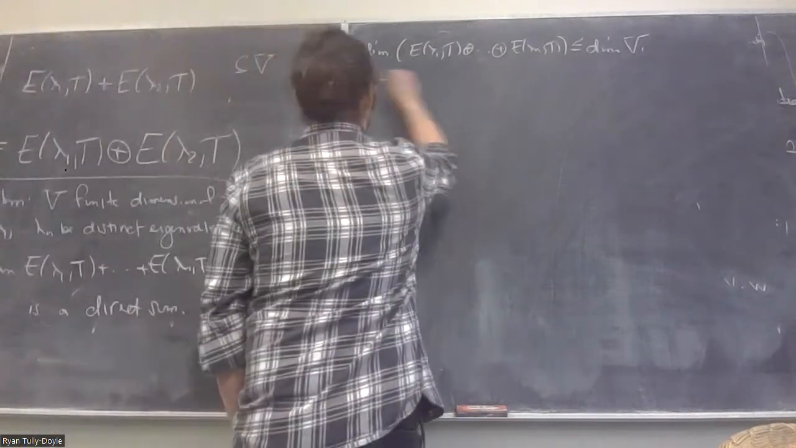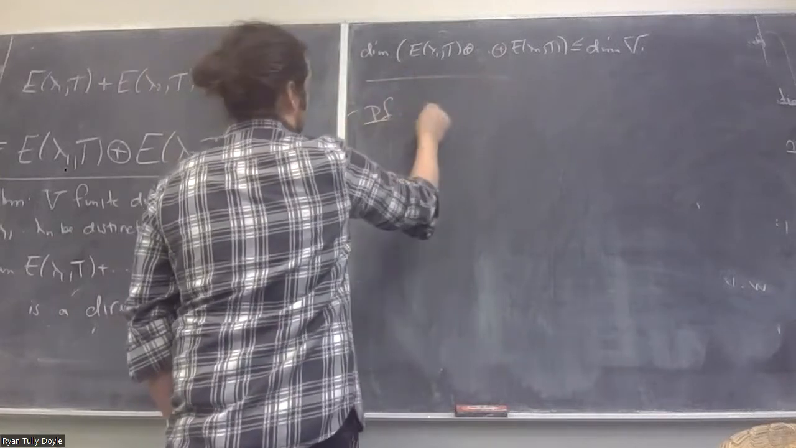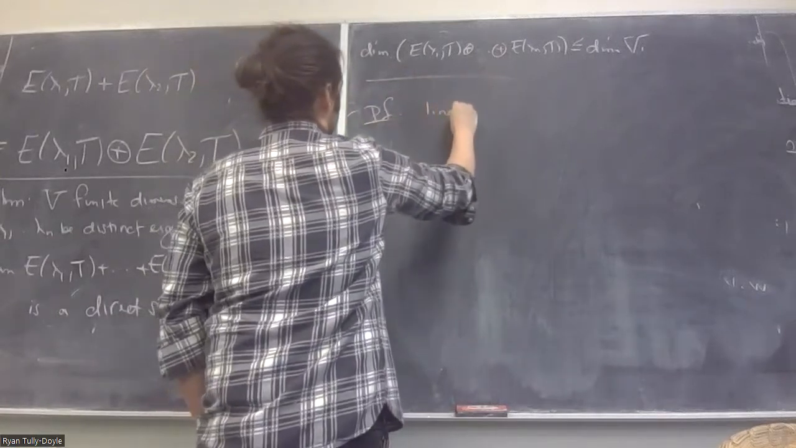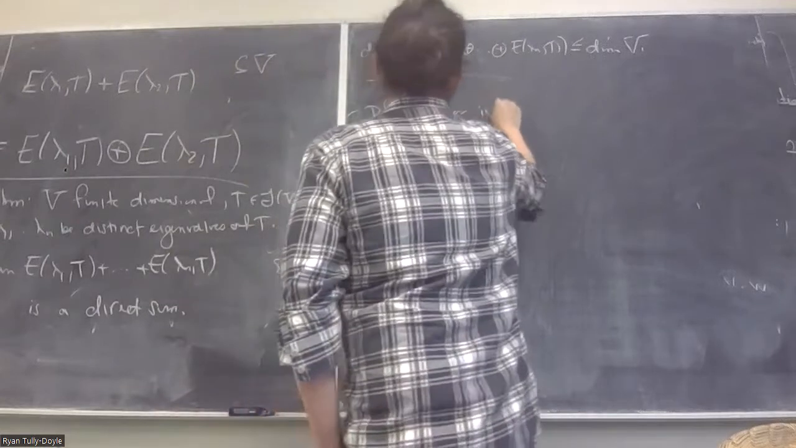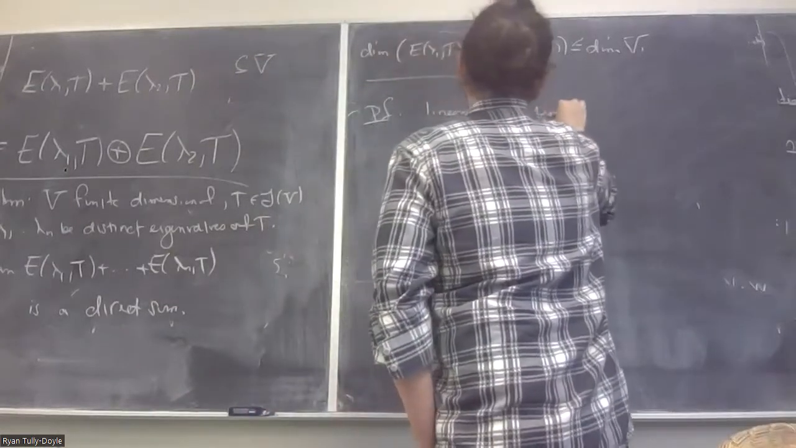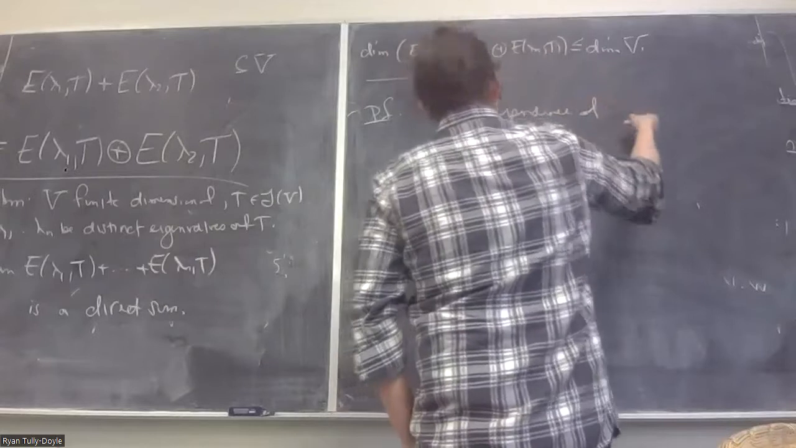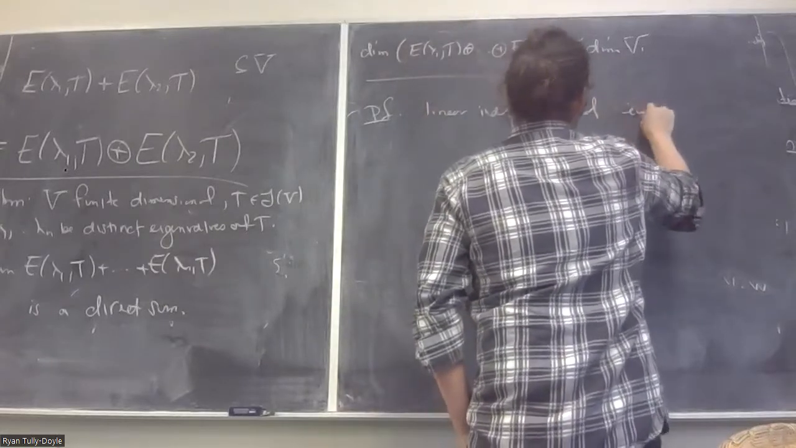And then the proof of this, like I said, goes by linear independence. You should read this proof, make sure you understand it. But the basic idea is that you have linear independence of eigenvectors of distinct eigenvalues.